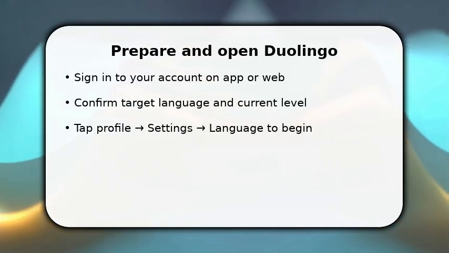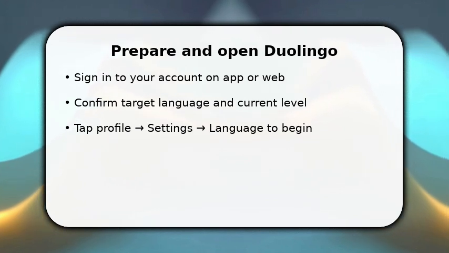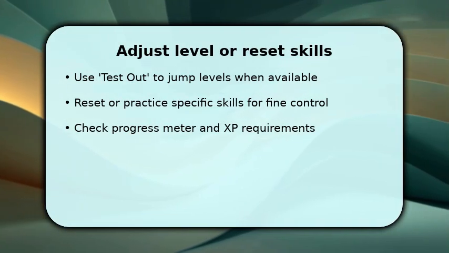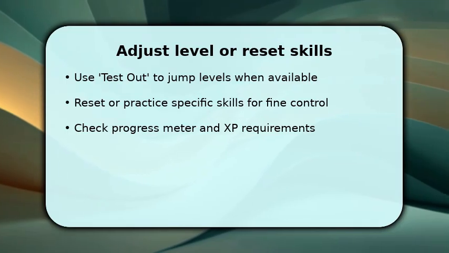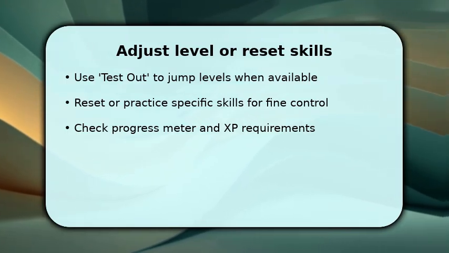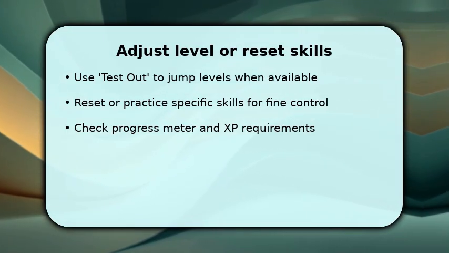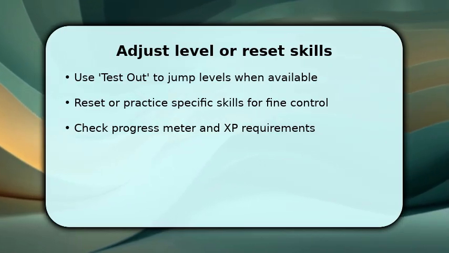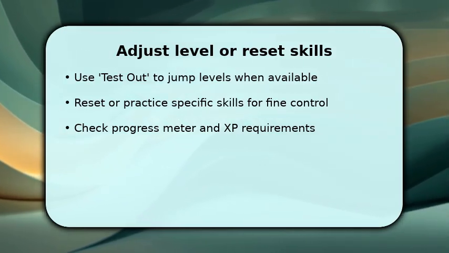Now you'll change the level. If you want a higher level, use the test out option to skip checkpoints. It checks your skills quickly and places you appropriately. If you prefer manual control, reset specific skills or practice them until the progress meter reflects the level you need.